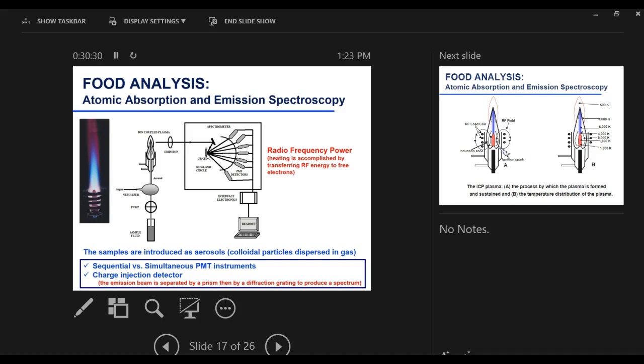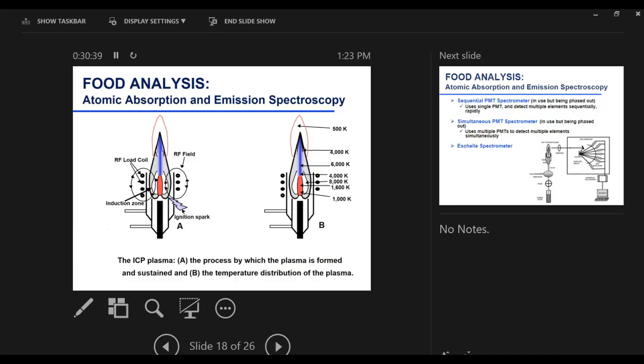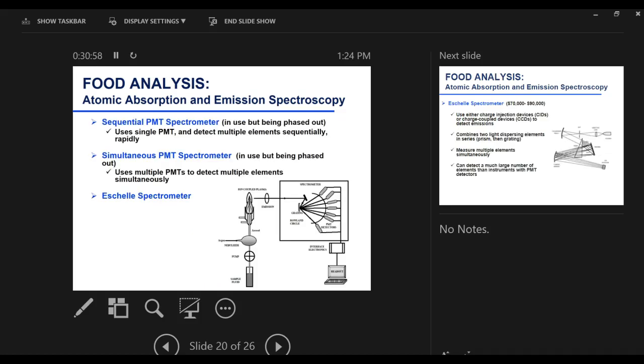So you can have sequential or simultaneous or charge injection detector. I'll talk about that in a second. So this is just showing where you have the coil, you have the radio frequency that gets applied to the coil, and then it heats up, and then you get the ignition of the plasma. So this is just a visual.